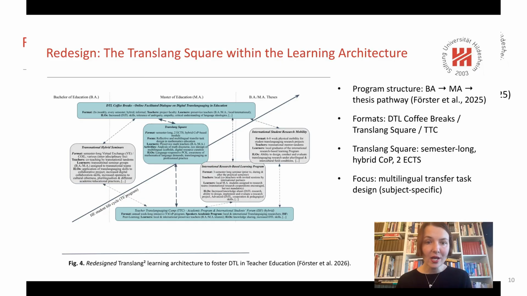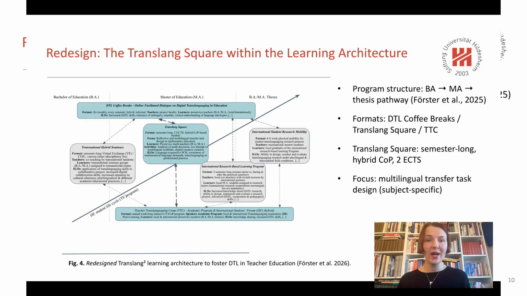The Translang², which you can see in turquoise in the middle, is introduced as a structurally integrated format within the whole program. It connects different elements of the study trajectory from bachelor to master level and into thesis work. The format is designed as a semester-long hybrid community of practice. It is accredited with ECTS credits and focuses on student-led design of multilingual transfer tasks within subject-specific contexts.